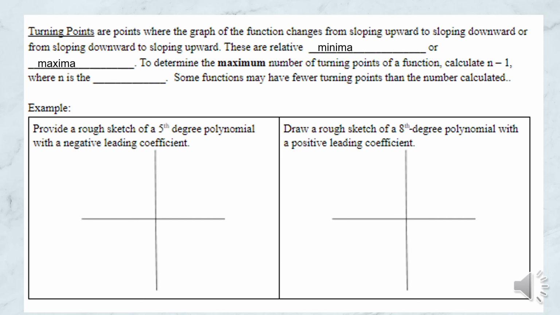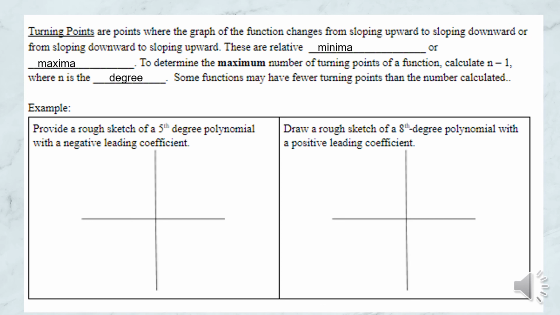So to determine the maximum number of turning points, you calculate n minus 1, where n is the degree. Some functions may have fewer turning points than that number calculated, but that's the biggest number of turning points you can have. So if I have a fifth degree polynomial with a negative leading coefficient, I know I'm going to start high on the left and move down on the right. But I'm also going to go up and down. I'm going to have 4 turning points because 5 minus 1 is 4. So it's going to look kind of like a funky looking hill, I guess you could say.